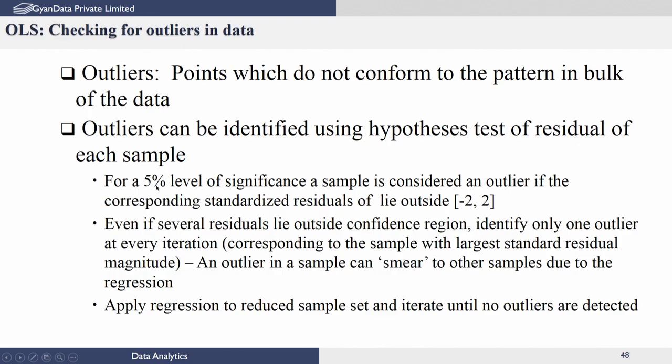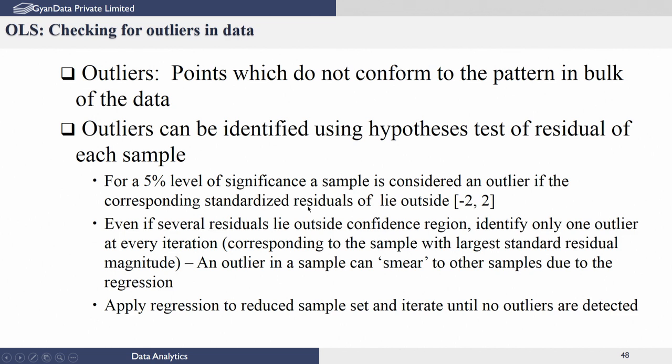So, if we use a 5% level of significance, we can run a hypothesis test for each sample residual, and if the residual lies outside -2 to +2, we can conclude that the sample is an outlier. So, for each sample we test whether the standardized residual lies outside of this interval, and if it lies outside this interval, we can conclude that that particular sample may be an outlier and remove it from our data set.